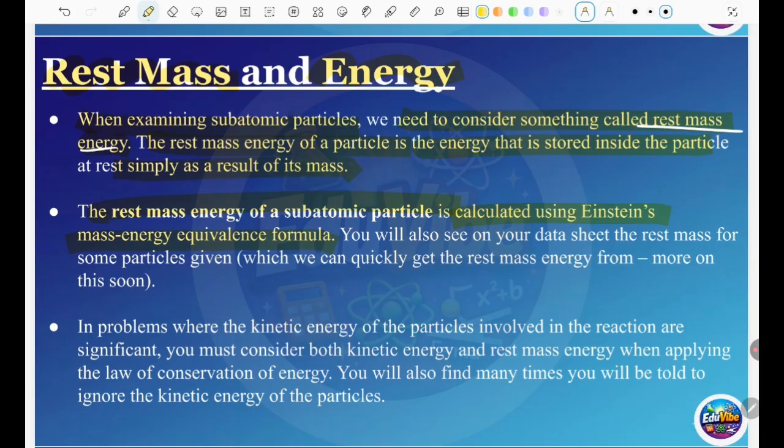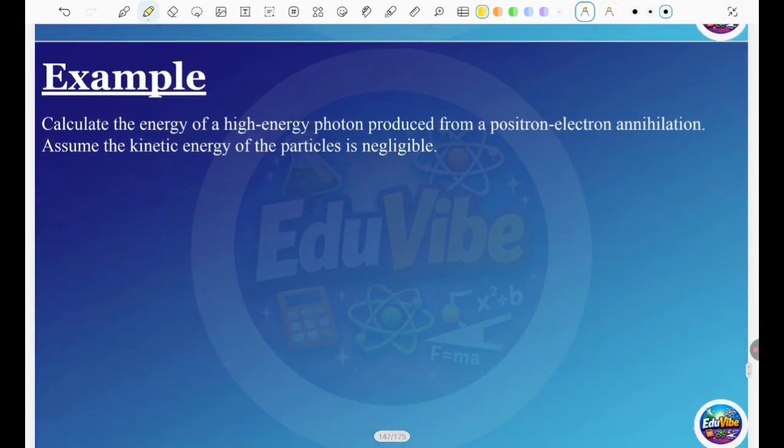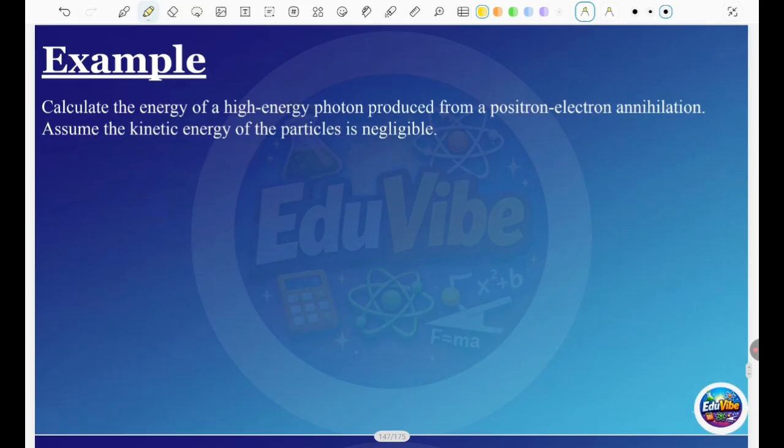We are again using that formula, which is Einstein's formula, and you will also see it in your data sheet. The rest mass for some particles is given to you. We will discuss this more in later lessons. In problems where the kinetic energy of particles involved in the reaction is significant, you must consider both the kinetic energy and the rest mass energy when applying the law of conservation of energy. When we do those sums, I will discuss that in detail, so let's go straight to the sums.